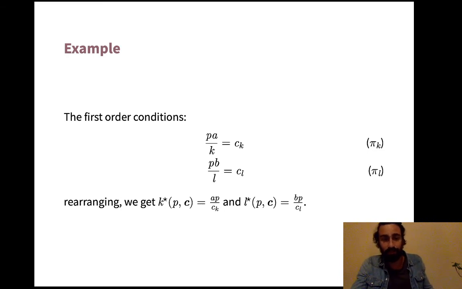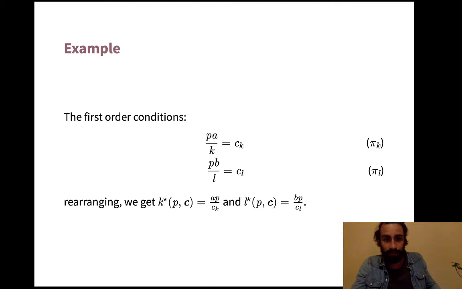That's pretty easy, and you get a real nice K star is equal to A times the price divided by CK. L star is B times the price divided by CL. There's a nice symmetry there, so you could just solve one and get the other for free if you look at that like a variable replacement kind of scheme for solving for symmetric inputs. And now we have our K star and our L star.